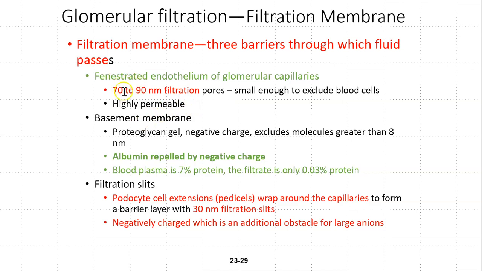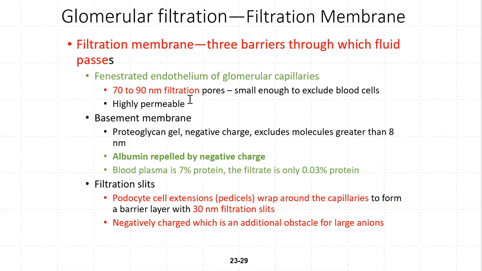So the first is the fenestrated endothelium of the capillaries. These are large pores which exclude blood cells. So if you see blood in the urine, there's a problem, because blood cells do not pass through these fenestrations, but they are highly permeable to anything else in the blood.